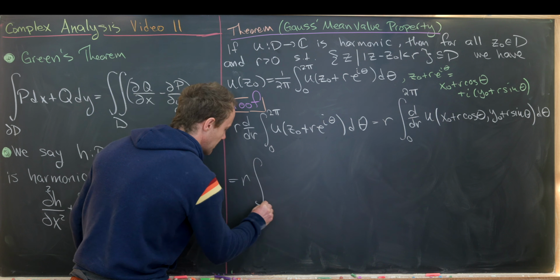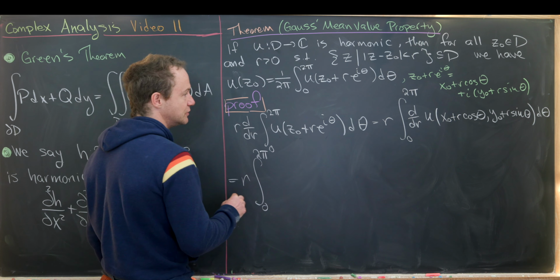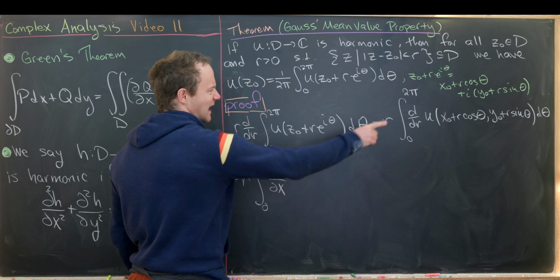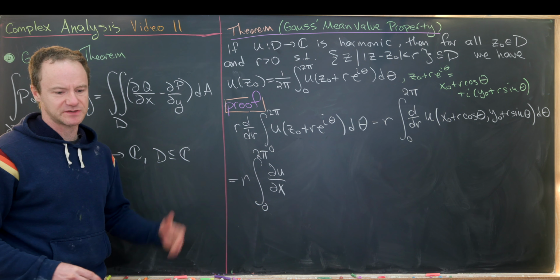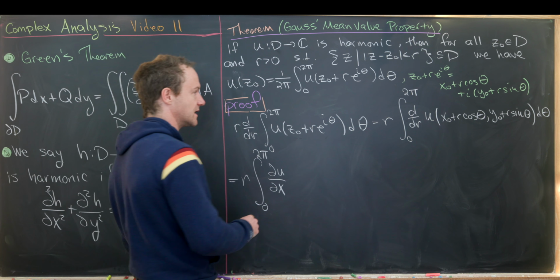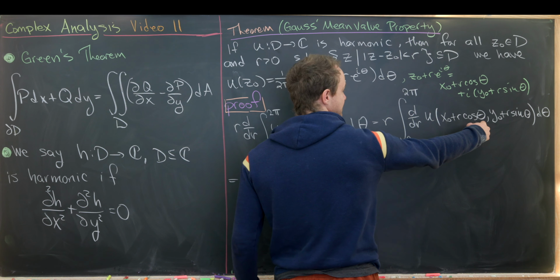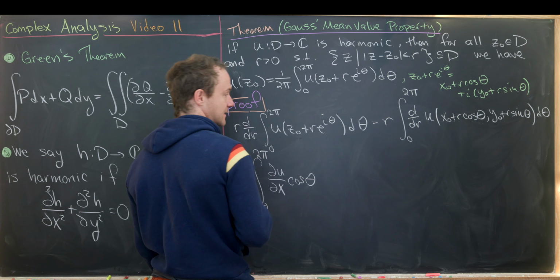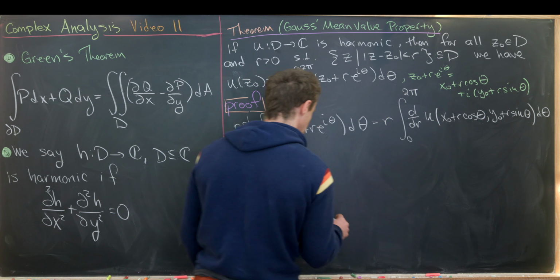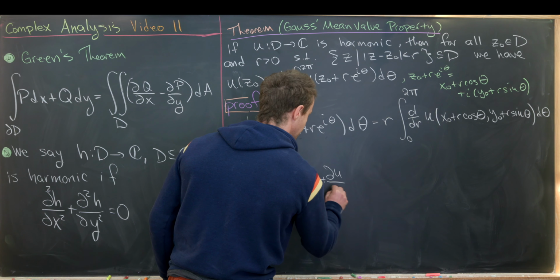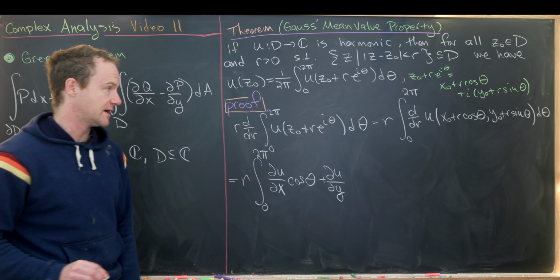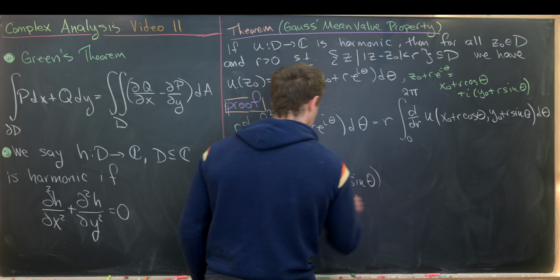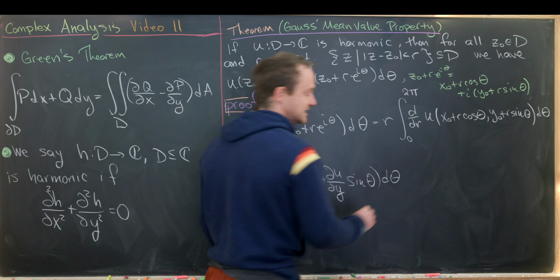So we'll have an r, and then an integral from 0 to 2 pi. We'll have the partial of u with respect to x. I'll leave off my functional dependence just because it'll get a little too wordy here. And then the derivative of this with respect to r, but that's going to give us cos theta. And then the same kind of thing over here. So that'll be plus the derivative of u with respect to y, and then the derivative of that with respect to r, but that will be sine theta. And then all of this is d theta here.